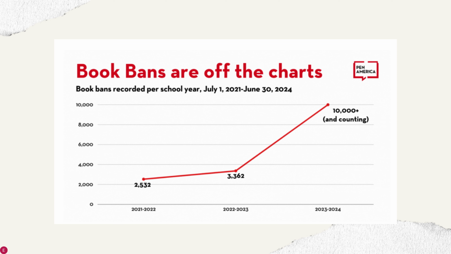This graph shows the substantial jump in the number of banned books from the previous 3 school years, going from around 2,500 in the 21-22 school year to over 10,000 in the 23-24 school year, highlighting the crisis America is facing on this issue.